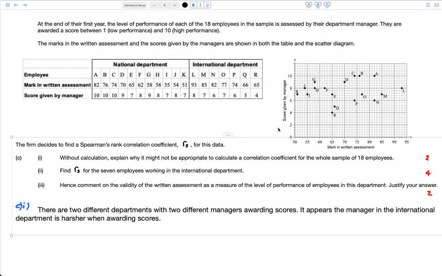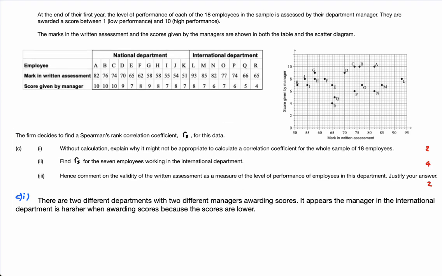So that's the 2 marks. The 2 marks is to one say there's 2 different departments with 2 different managers. That's your first mark. And the second mark is to say that it seems like these scores are lower. So maybe I should actually include that. The department is harsher because the scores are lower. Maybe I'll put that at the end. Awarding scores because the scores are lower. Okay, fine. That is part A, or part 1.